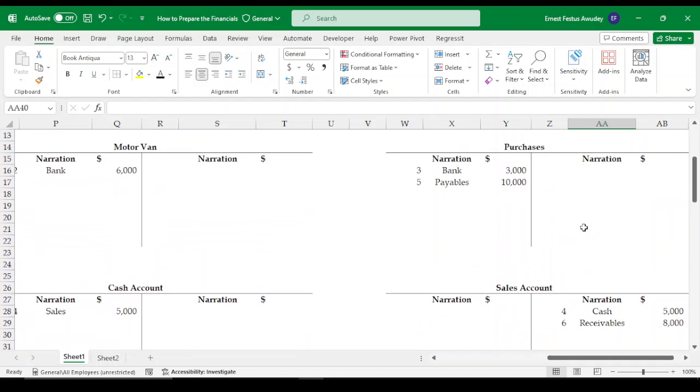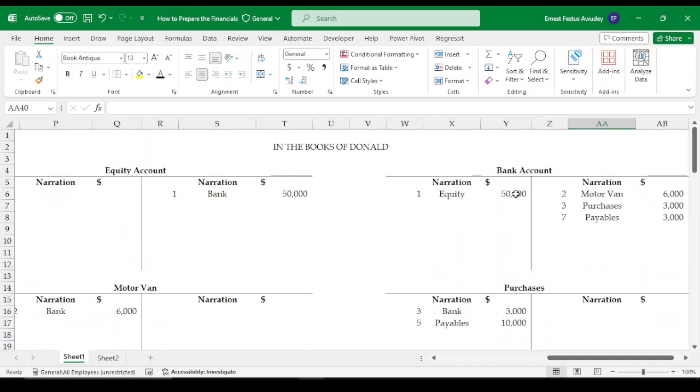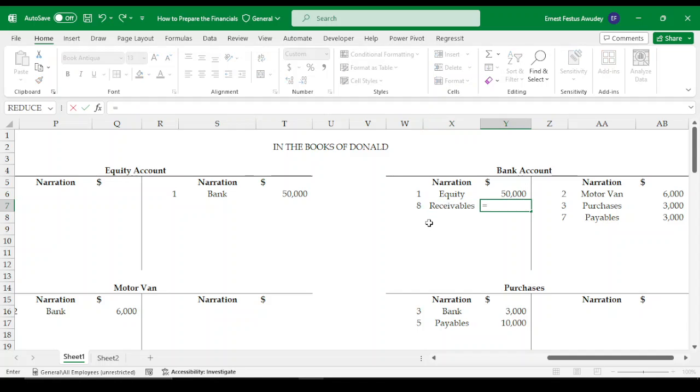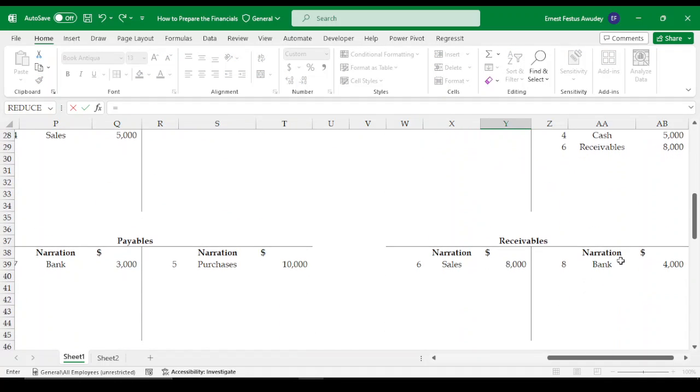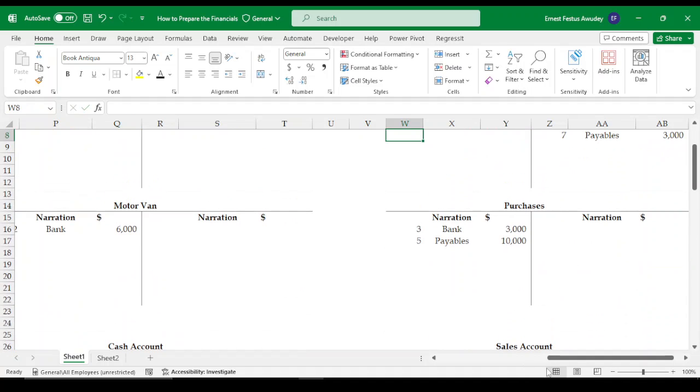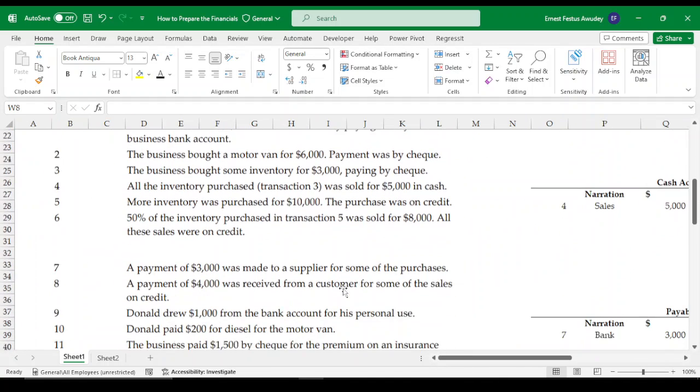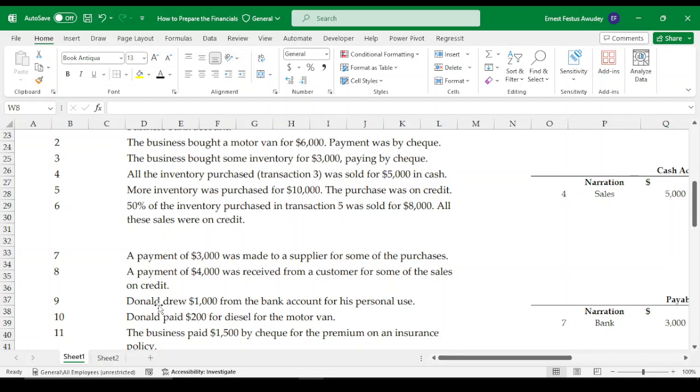All right, so quickly I'll come to my bank account. Now my bank is receiving, we are receiving money from a customer. Therefore, the bank account is going to be increased. So I'll come here and write 8, and I'll have receivables. So I have my receivables, and the amount can be referenced from my receivables account as 4,000 right there. Okay, we continue. So number 9, Donald drew 1,000 from the bank account for his personal use.